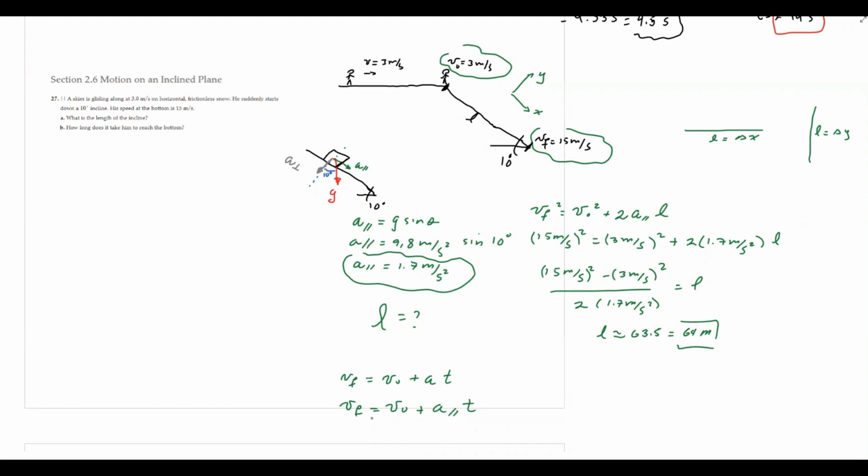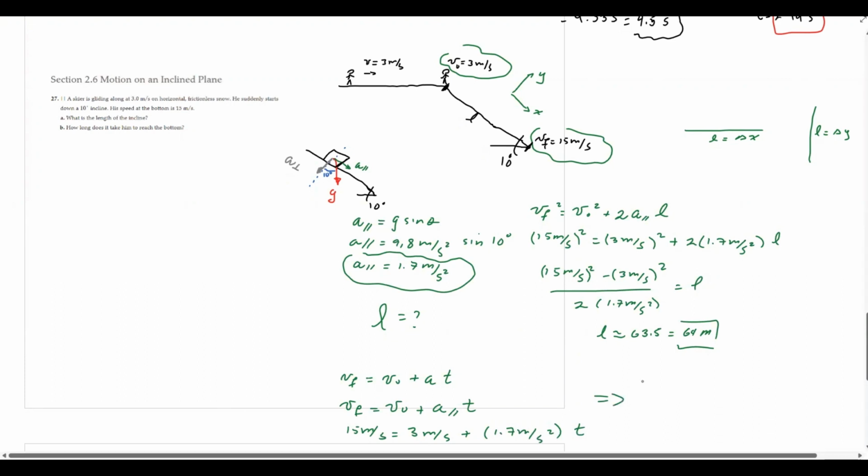So if I replace VF by its value, this is 15 meters per second equals V initial, which is 3 meters per second, plus the parallel component of the acceleration, which is 1.7 meters per second squared, times the time. I solve for time. And we get 15 meters per second minus 3 meters per second divided by 1.7 meters per second squared equals time. So the time would be, in this case, 7.06 seconds, which is equal to 7.1 seconds. So how long does it take him to reach the bottom? 7.1 seconds is what it takes the skier to reach the bottom of the inclined plane.